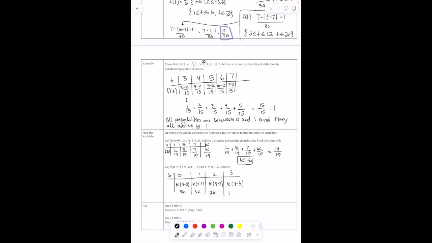So we know that all of these, 4k plus 3k plus 2k plus 1k, have to add up to 1. So that's 4, 5, 6, 7, 8, 9, 10 k's equaling 1. That means k has to be 1/10 in order for that all to be true. So again, both of those are using the fact that they all have to add up to 1.